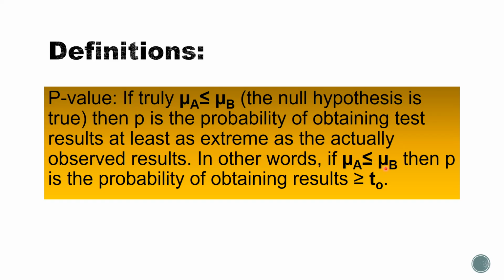If the null hypothesis is true, that's if the mean hours of sleep of treatment A, for instance, is less than or equal to the mean hours of sleep of treatment B, then p is the probability of obtaining the statistical value to be greater than or equal to what? The value that we observed after the calculation. That's T0. Do not get it twisted.